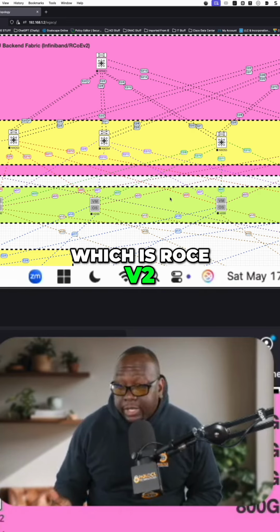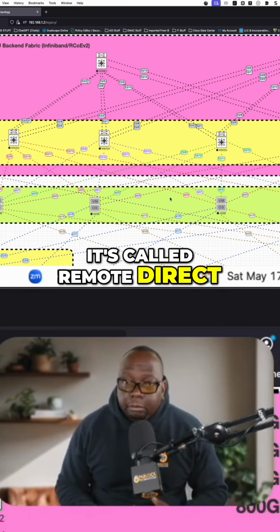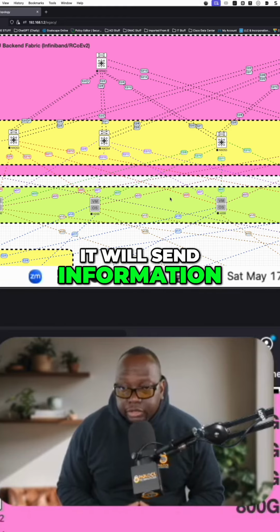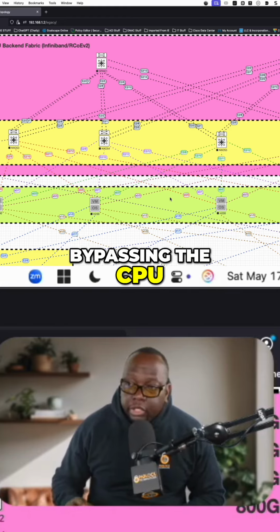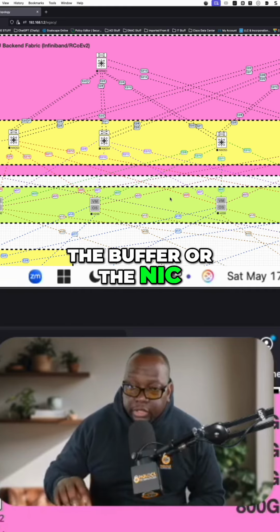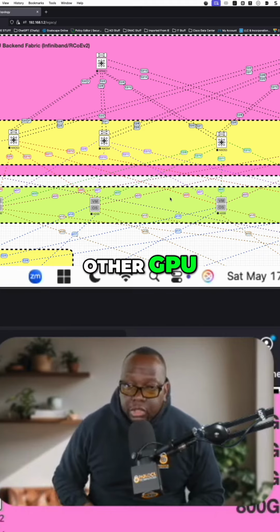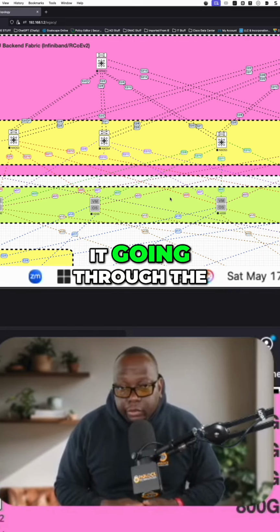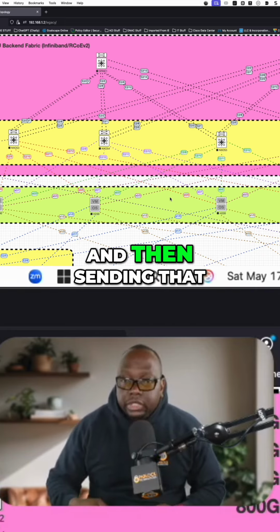Now, RoCE stands for RDMA over Converged Ethernet. So basically, RDMA is called remote direct memory access. What it does is send information from GPU to GPU, bypassing the CPU and going directly into the buffer on the NIC, through the network, and directly into the buffer on the other GPU. So that lowers the latency because you don't have to worry about it going through the operating system or the kernel to do the processing there and then sending that information out.